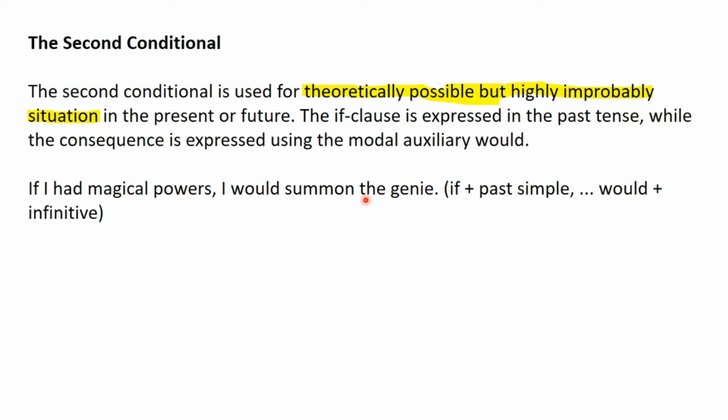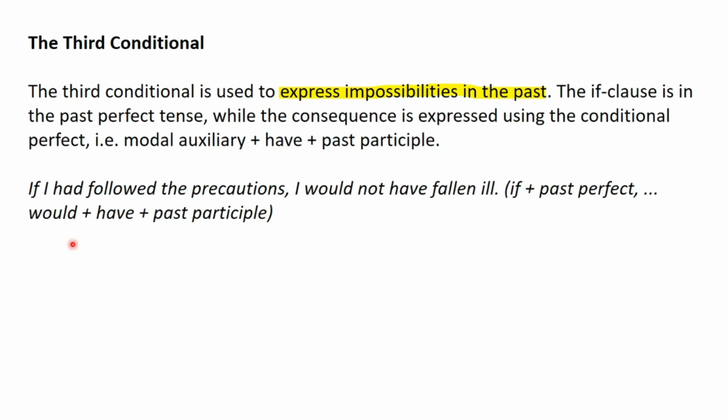The grammatical construction is, for the if clause, we have the if plus the past simple, and the consequence is expressed in an auxiliary mood using the modal auxiliary would plus the infinitive form of the word. Look at this. If I had is the past simple tense. If I had magical powers, I would is the modal auxiliary, would summon is the bare infinitive in this case. See how the modal auxiliary would is combined with the infinitive summon to form the other part of this conditional sentence. Then we have the third conditional.